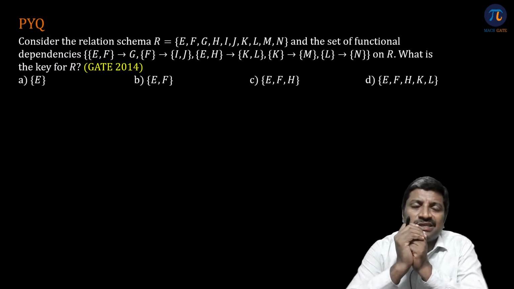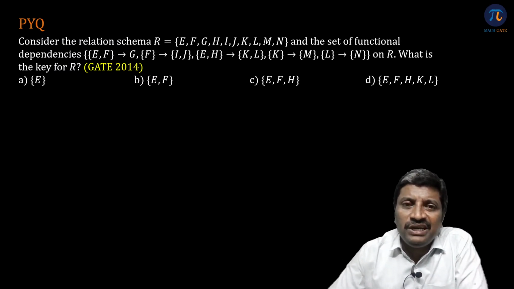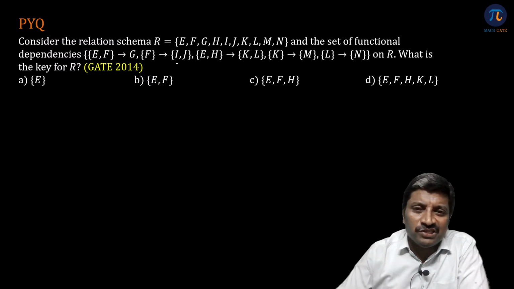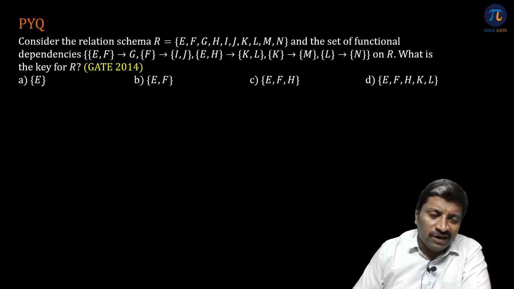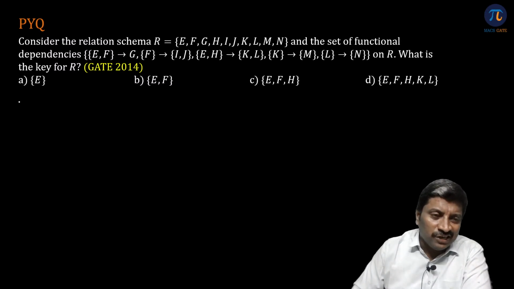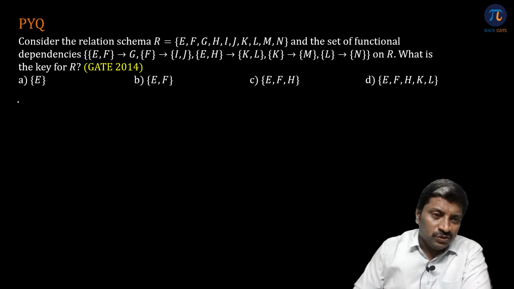Let us consider the next problem. Consider the relation with attributes E, F, G, H, I, J, K, L, M, N and the set of functional dependencies like this. Then they given options with one attribute, two attributes, three attributes, five attributes. Let us try the options with minimum number of attributes. Fine. So let us try it.